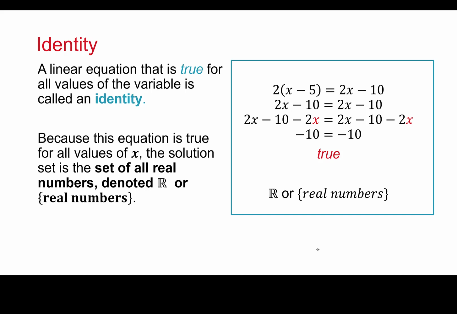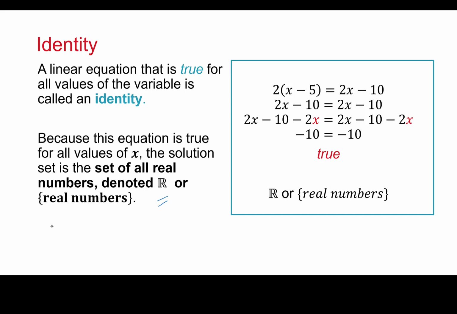An identity, on the other hand, is an equation that is true for all values of the variable. And because this is true for all values of x, the solution set is the set of real numbers, which we denote with this bold-faced R, or we can write out the set of real numbers in the braces.